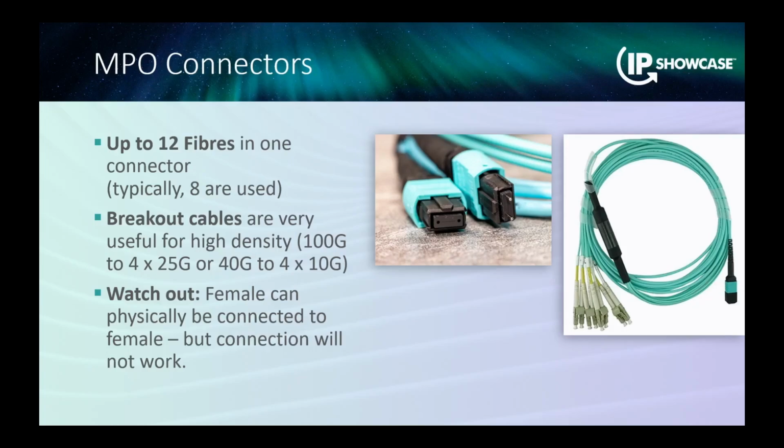You can also break out these multiple fiber connectors into multiple LC connectors, so that you can break out 400 gig, for example, into 4 25 gigs, but there you also need to watch out for the polarity of the fibers, as we know.